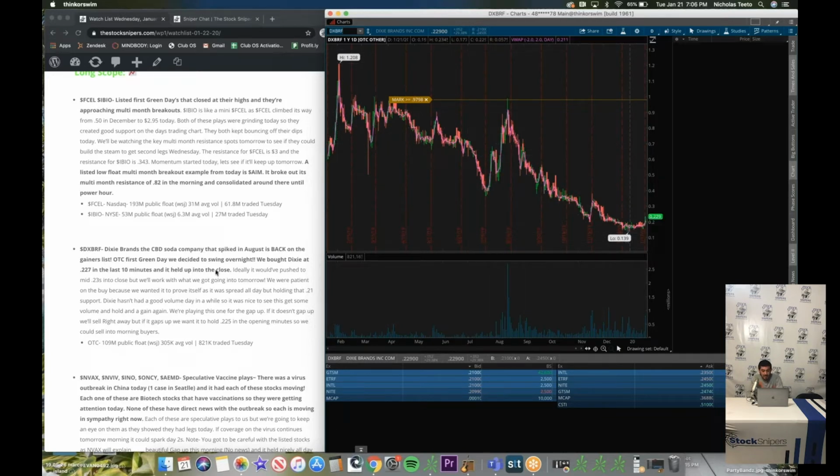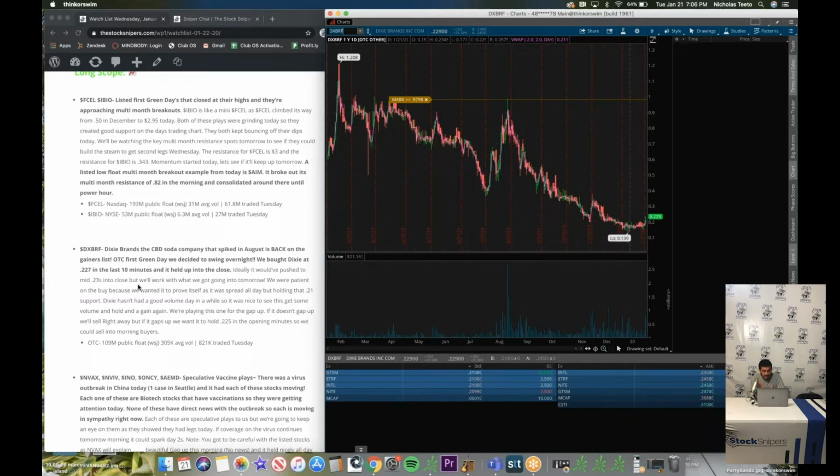OTC first green day, we decided to swing overnight. Now, why did we swing it? We bought Dixie at 22.7 in the last 2 minutes as it was holding up into the close, and it did hold into the close. Ideally, we would have gotten a push into the mid-23s. That's what we were looking for to get that close, but we're going to work with what we got tomorrow, okay?